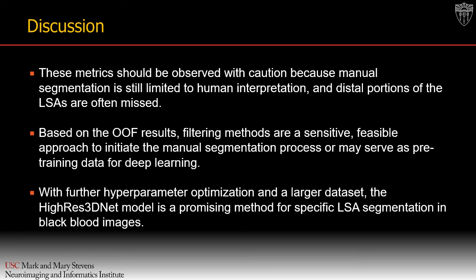The results of the 3D-UNet and high-res 3D-net deep learning models are very promising, though the results should still be observed with caution because manual segmentation is limited to human interpretation. As shown, distal portions of the LSAs can often be missed. OOF filtering methods, though indiscriminate to other structures such as perivascular spaces or ventricles, are a sensitive, feasible approach to initiate the manual segmentation process, or even serve as pre-training data for future deep learning. With further hyperparameter optimization and a larger dataset, the high-res 3D-net model is our most promising method for specific LSA segmentation in black blood images.